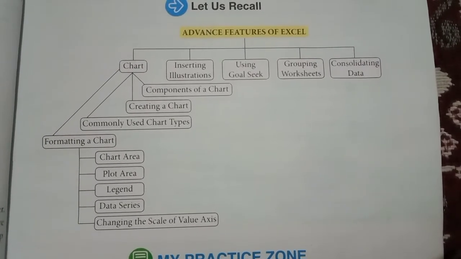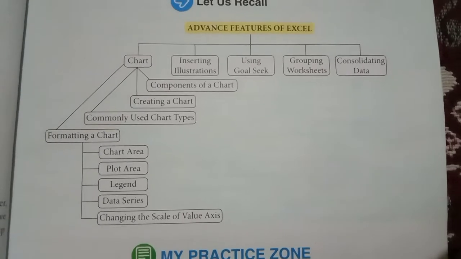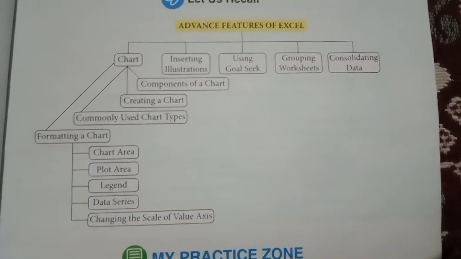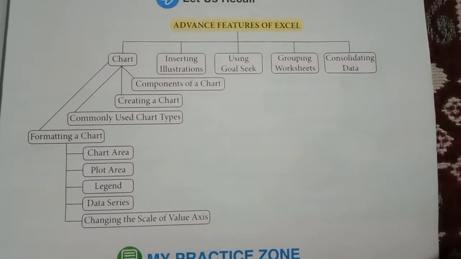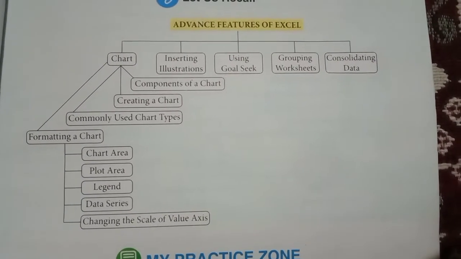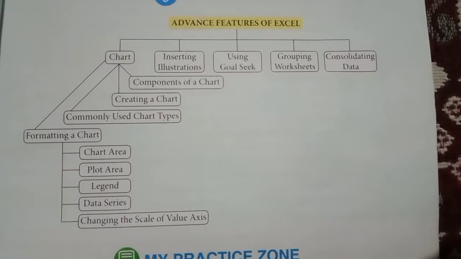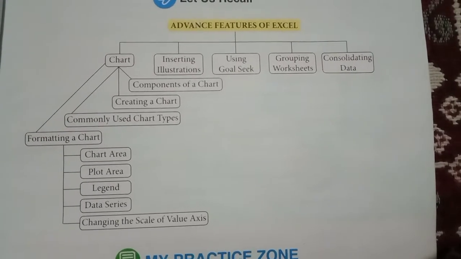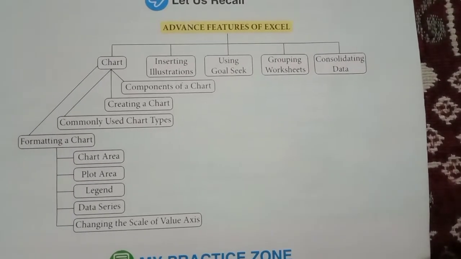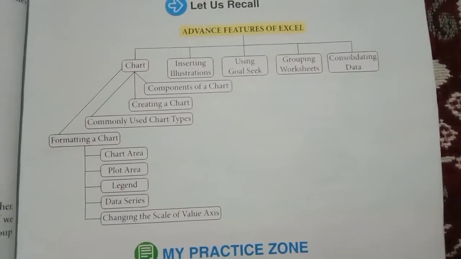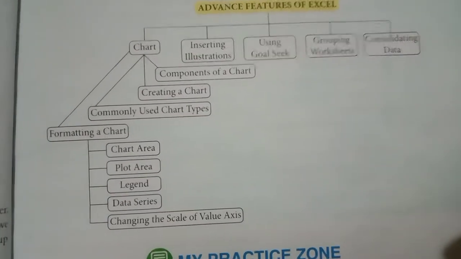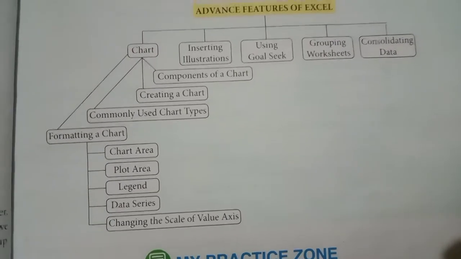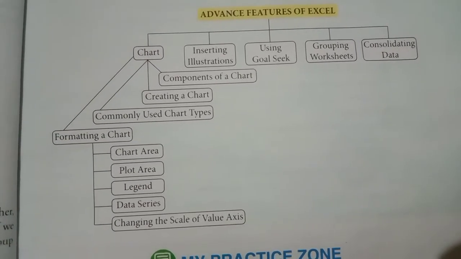The 3 parts are common use chart types, creating a chart, components of a chart, and formatting a chart. In formatting a chart, there are 5 types: chart area, plot area, legend, data series, changing the scale of value axis. The other sections are inserting illustration, using goal seek, grouping worksheet, consolidating data. You have to make this diagram in your classwork copy.